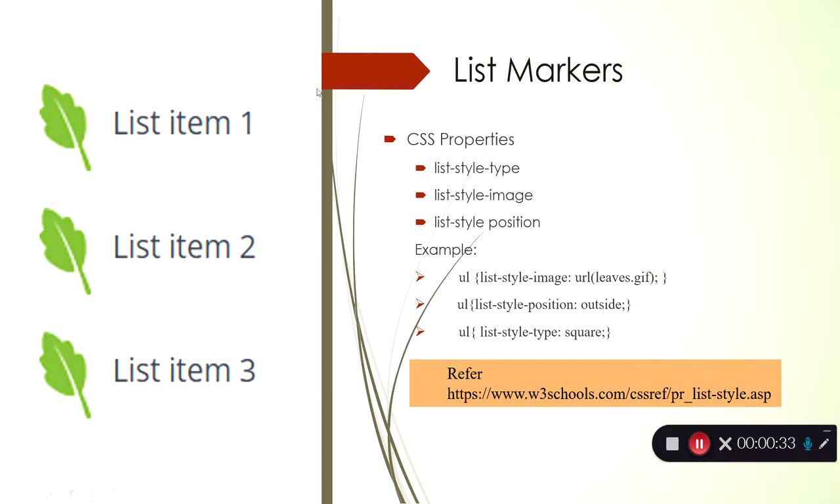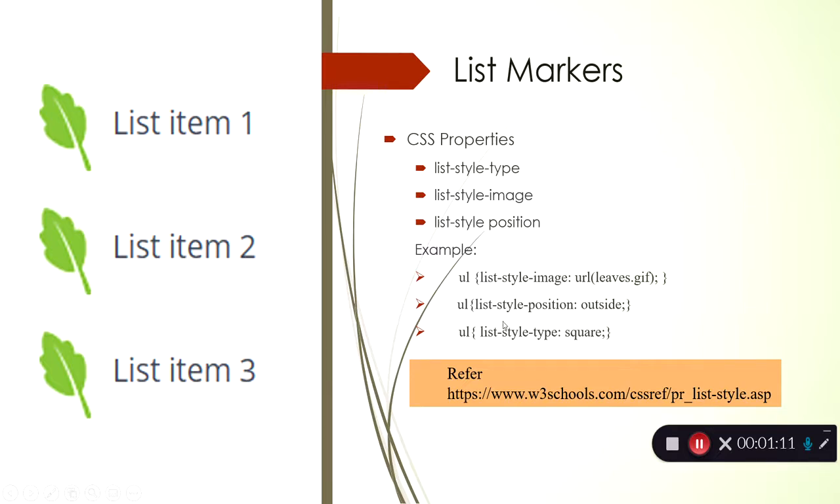In CSS, to work with the list marker, there are three different properties: list-style-type, list-style-image, and list-style-position. The list-style-image property will help us give an image as a list marker. You can see on the left side the leaf image is kept as the list marker. So if you want to keep small images as list markers like this, then you have to use list-style-image as a property.